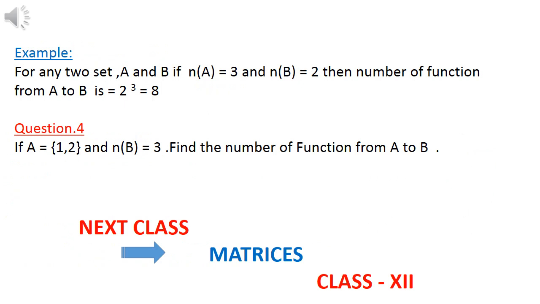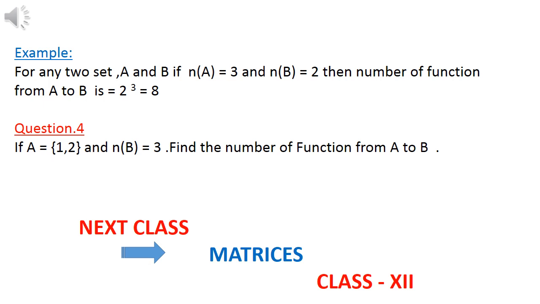Consider an example. A and B are two sets. The number of elements in A is 3 and the number of elements in B is 2. Then the number of functions from A to B is 2 to the power 3, not 3 to the power 2, because A has 3 elements and B has 2 elements. The formula is the number of elements in B to the power of the number of elements in A. So here the answer is 2 to the power 3, which is equal to how much? 8.